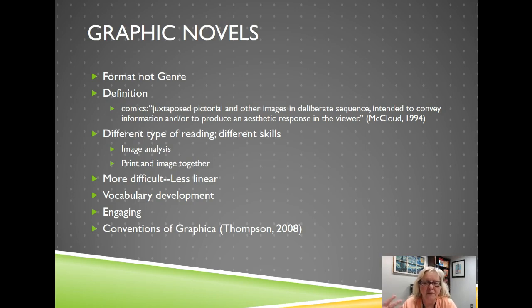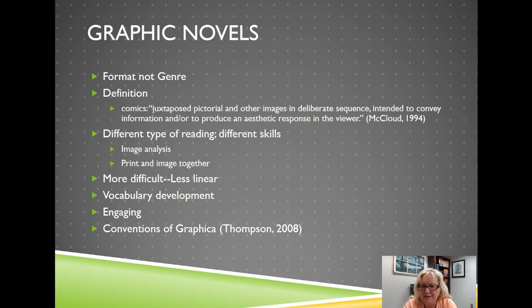Graphic novels, I'm using this term, and I'll explore the names a little bit more, as a big overview for several different things. But basically, when we talk about graphic novels, we talk about a format and not a genre. I'm going to show you nonfiction graphic novels, historical fiction graphic novels, autobiographical graphic novels, and fiction. So there's a wide variety. Anything that we've talked about up till now could be in a graphic novel.